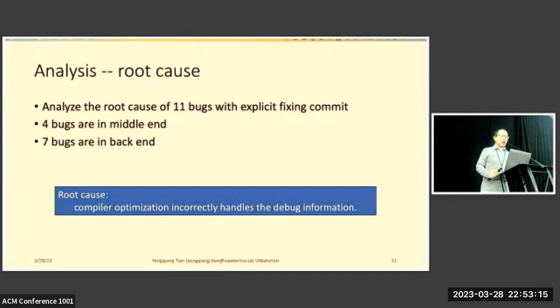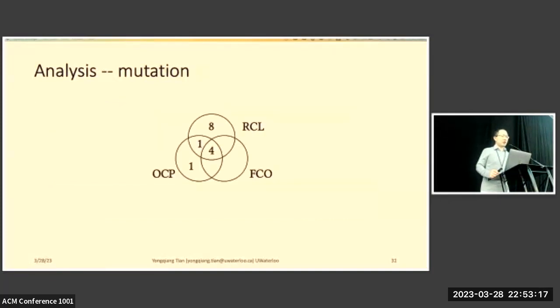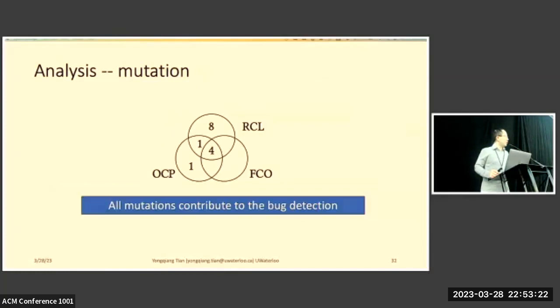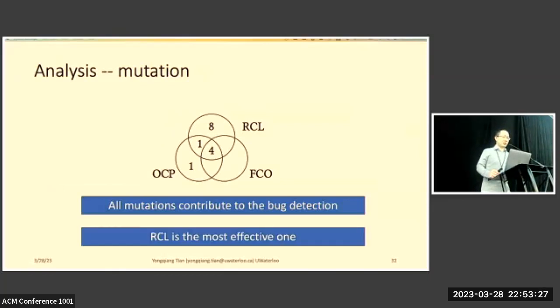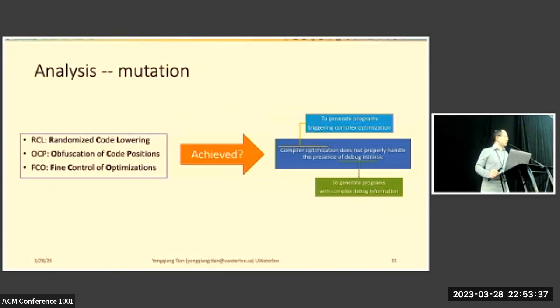We take one more step. We want to understand which of the mutations is the most effective one, and we found that all the mutations contribute to the bug detection. Among all of them, RCL, randomized code lowering, is the most effective one, and it finds 8 bugs without other mutation operators. We also studied how our mutation operators achieve their desired goal, that is, generating complex debug information and complex optimizations.